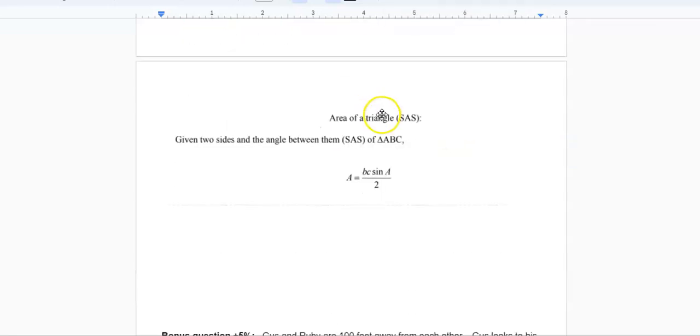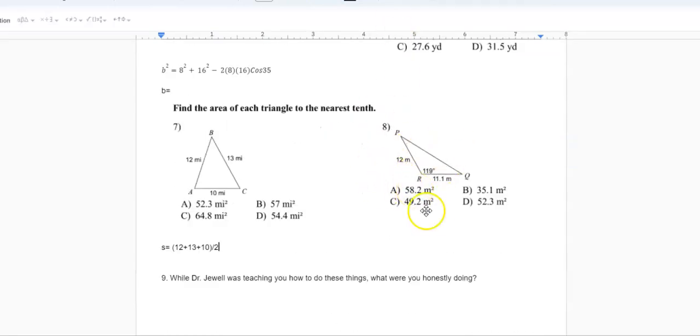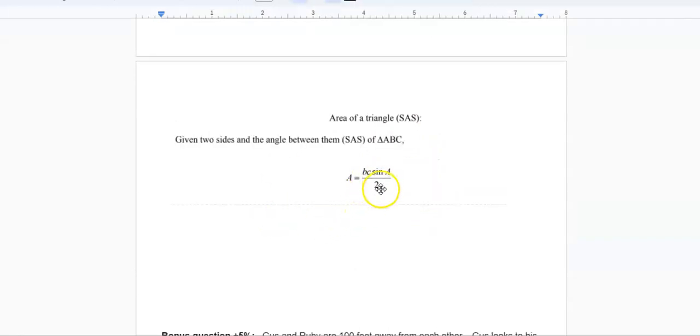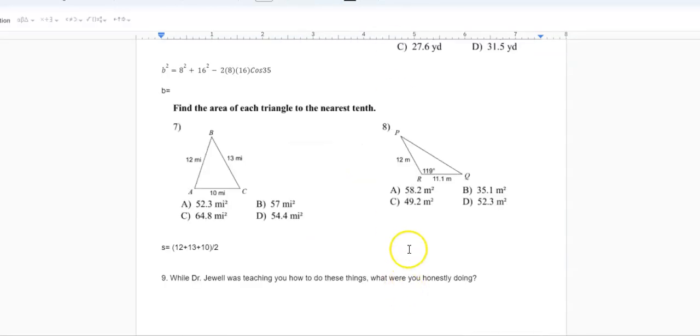And then number 8 is a sine formula. b c sine A over 2 will allow you to get the area. For this, the b and c are 12 and 11.1. So 12 times 11.1, and then sine of 119, and all of that divided by 2. That would give you the answer.